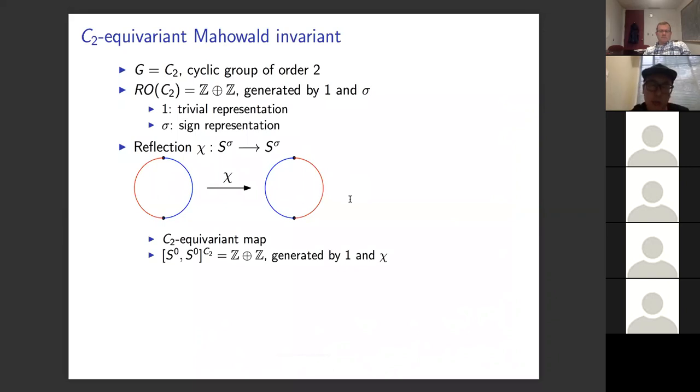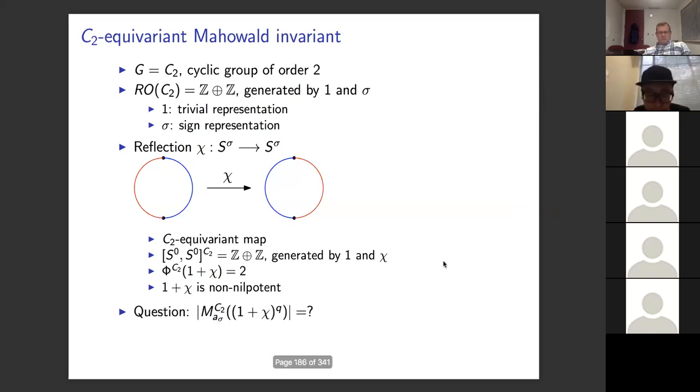It turns out this element is not trivial, and it generates pi zero, also known as the Burnside ring. If you take the fixed points, it has degree 1. The underlying map has degree -1. So in particular, 1 plus this element chi has fixed points of degree 2. Since geometric fixed points preserve smash product, this element in this ring is actually a non-nilpotent element.